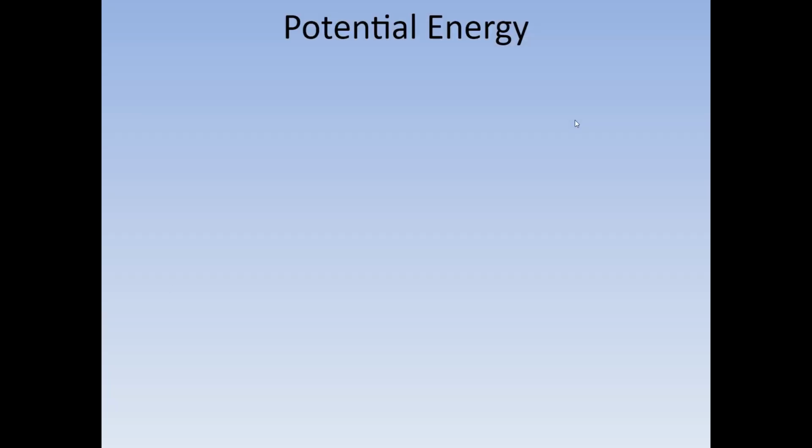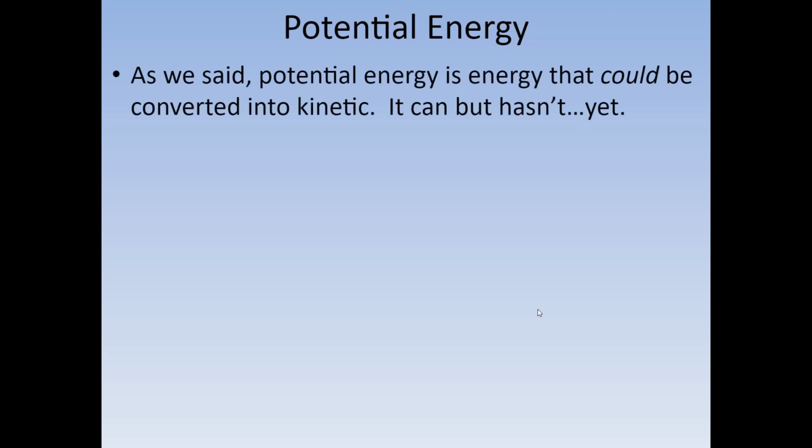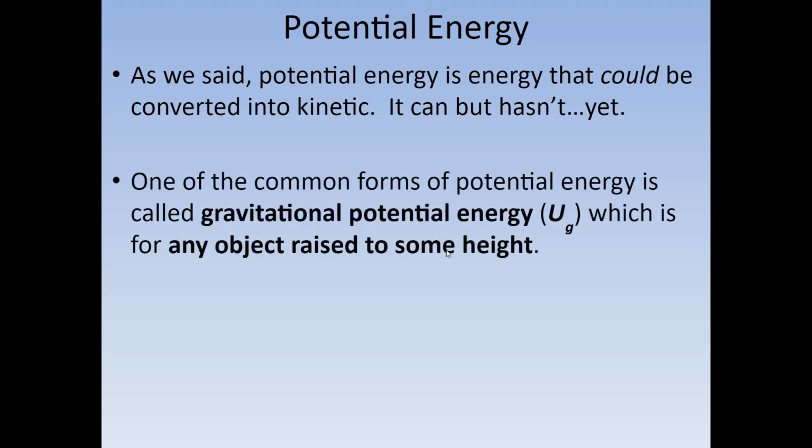So we're going to start with potential energy, probably one of the most common ones. As I mentioned before, the idea about potential energy is that it's stored energy, it's energy that this object or the system has that can be converted into kinetic energy. It just hasn't yet. Now, the one that we're going to be focusing on right now is the potential energy that's caused by gravitational forces. So the gravitational potential energy, which is represented as U sub G.